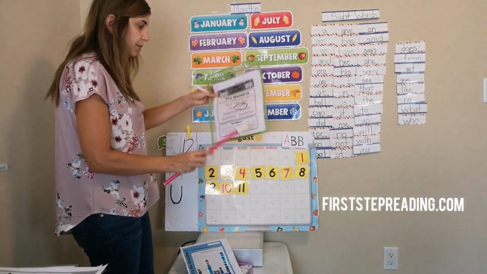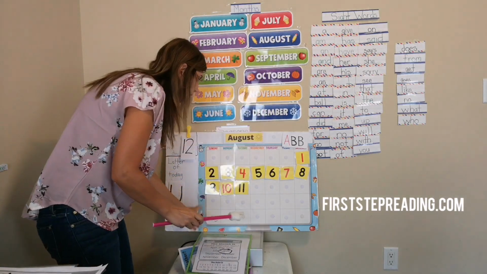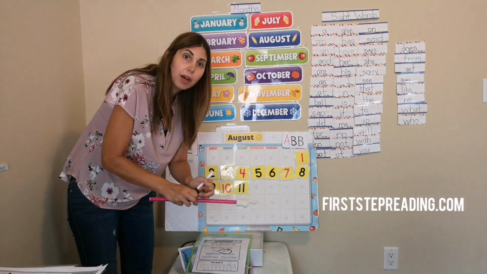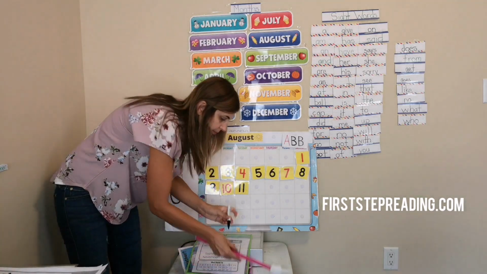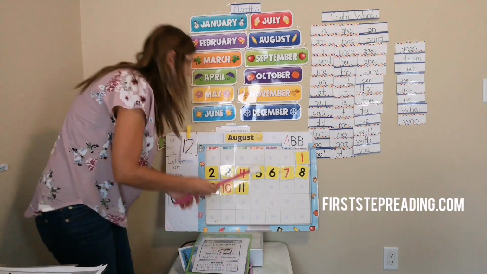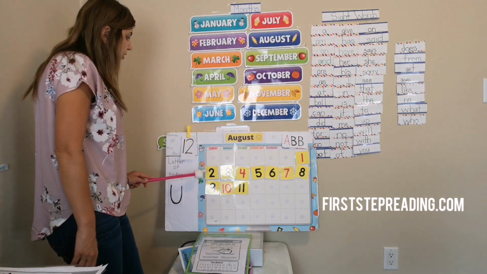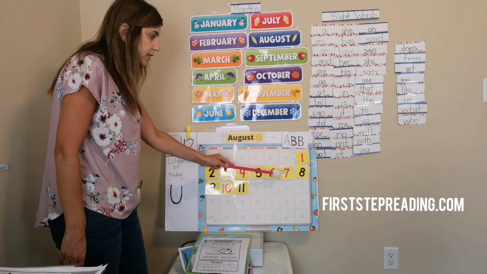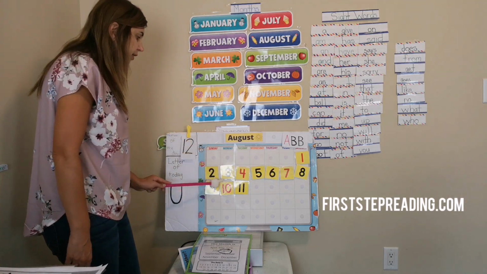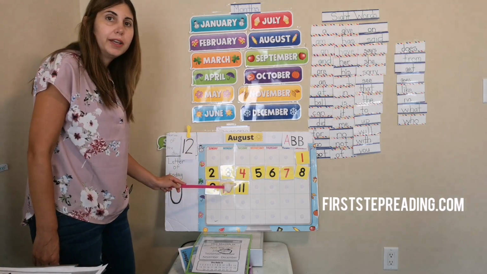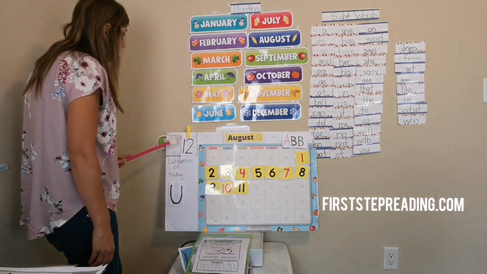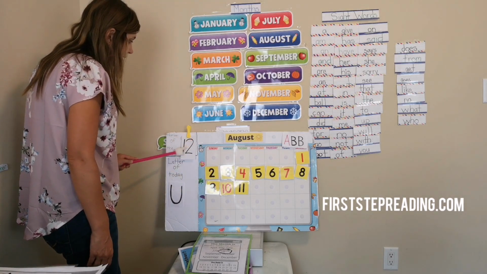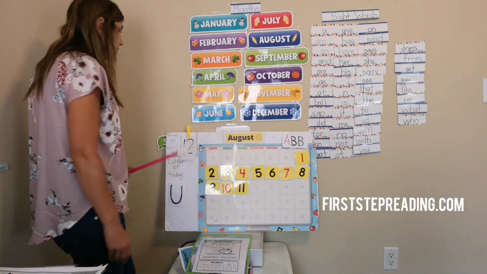Now we're going to figure out the date. The dates go in order so we can figure it out by counting. Ready? 1, 2, 3, 4, 5, 6, 7, 8, 9, 10, 11, 12. A 1 and a 2 makes 12.